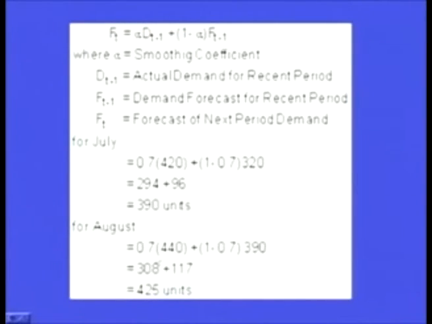For August, the smoothing coefficient we have taken is the same, 0.7. Demand for July has been 440, which is known with certainty. Then 1 − 0.7, that is 1 − alpha, and the forecast is 390. For July we have calculated this using exponential smoothing. So here we are not using the simple average method, we are using the exponential smoothing method for forecasting. Whatever was forecasted for the month of July, we are using that observation here as 390. So for August our forecast comes out to be 425 units.